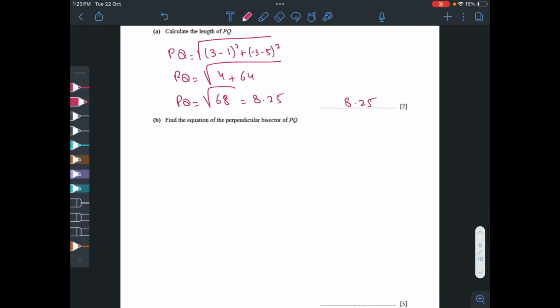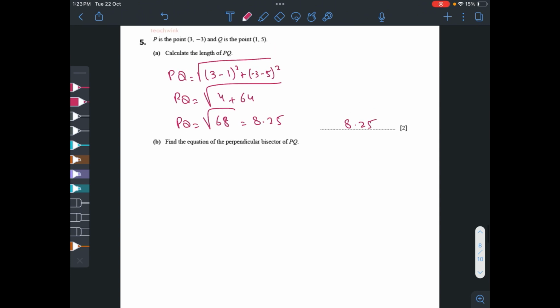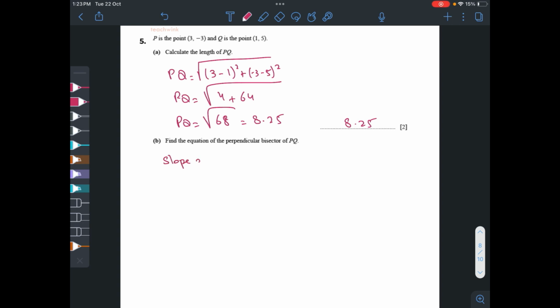The next part says find the equation of the perpendicular bisector of PQ. In order to find the perpendicular bisector of PQ, you need to find the slope of PQ first. The slope of PQ can be found by doing y2 minus y1 over x2 minus x1. So y2 is 5 minus negative 3 and x2 is 1 minus 3. That gives me 8 over negative 2. The slope is going to be negative 4. But this is the slope of PQ.